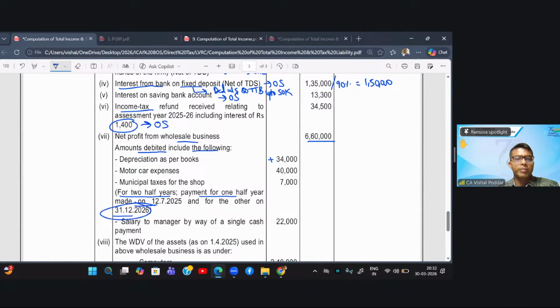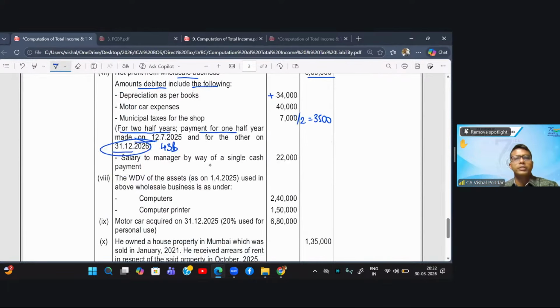Now, since the payment is made after the due date of filing returns, 43B will trigger. And since 43B is triggering, it will disallow half of your amount. So half of this amount is only allowed, balance half has to be disallowed.